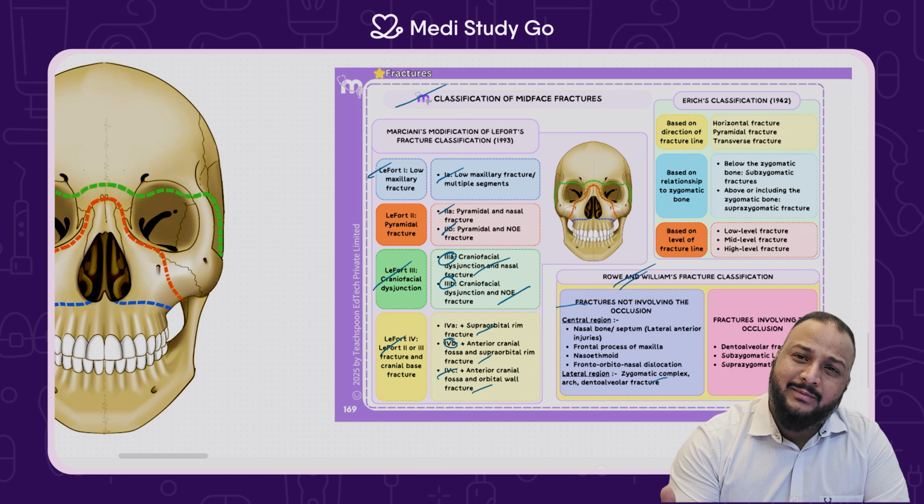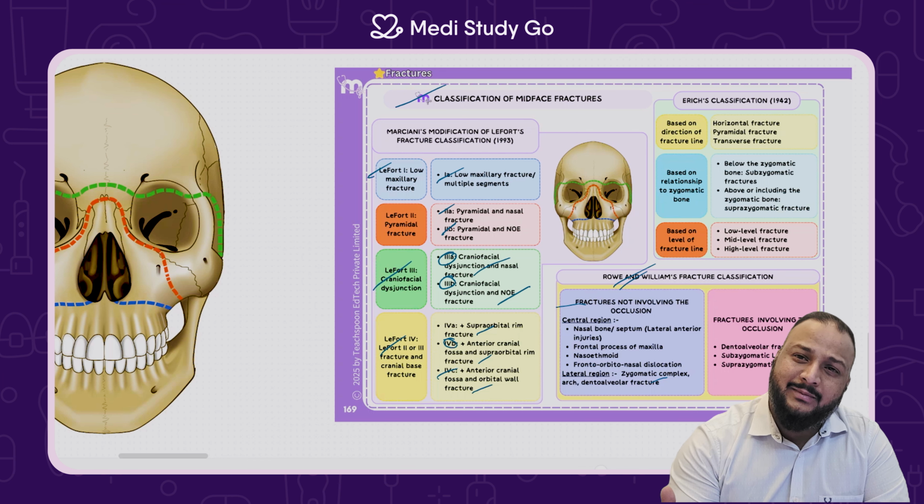What is a Lefort 2 fracture? It's a pyramidal fracture which involves the frontonasal area, anterior and medial wall of the orbit, the inferior orbital rim, along the body of the zygoma and posteriorly from the maxilla involving the pterygoid plates.